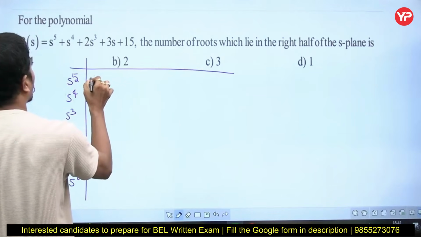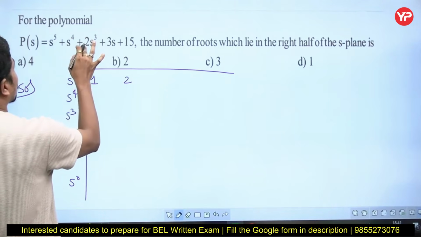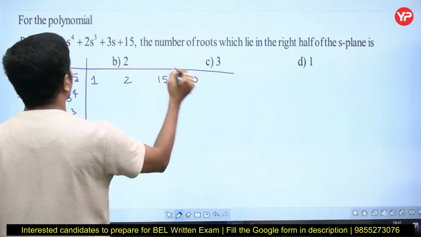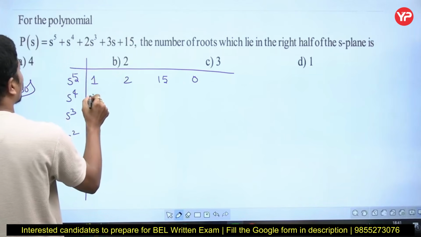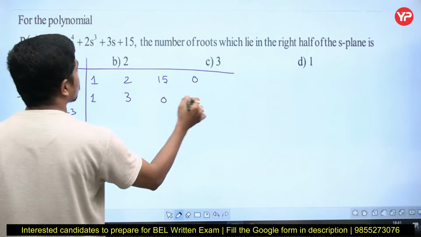Yeah. 1. Next is 2. 1, leave this, take it, leave this, take it. 15, nothing is there, 0. 1, 2, 15. Next, you start with S power 4, 1, leave the next one 2, then you take 3. Then nothing is there, 0, 0.